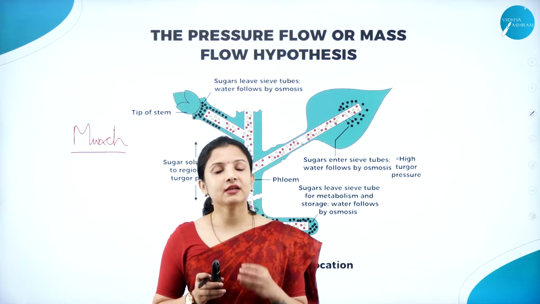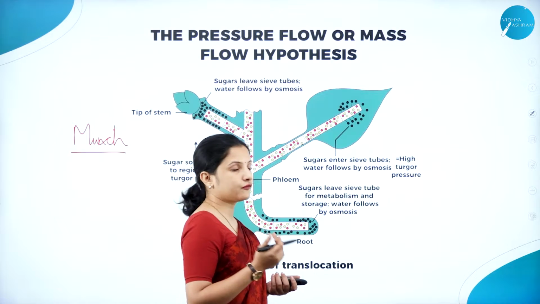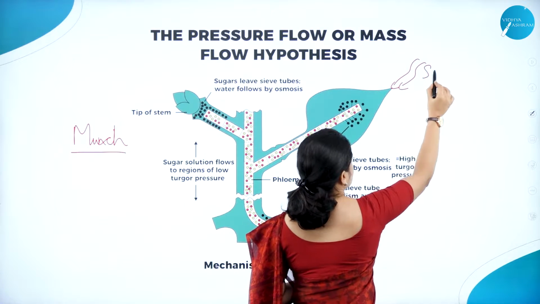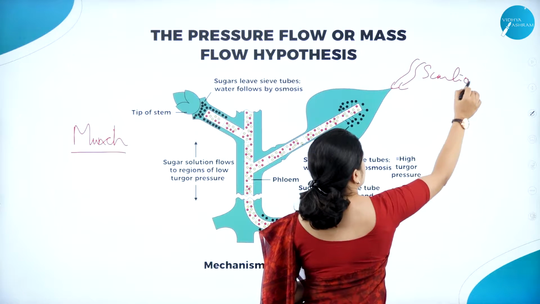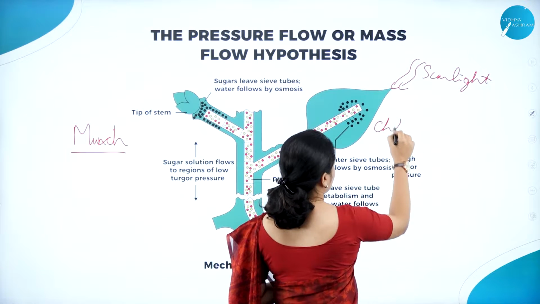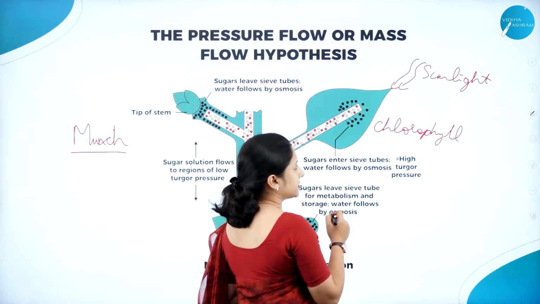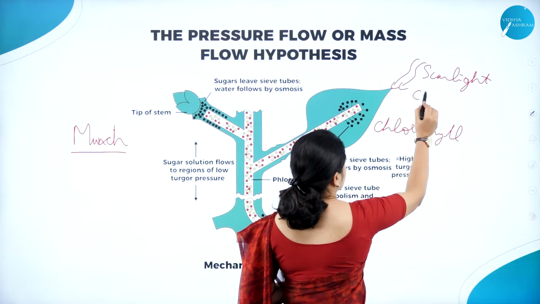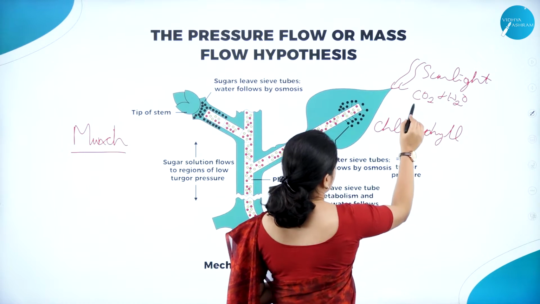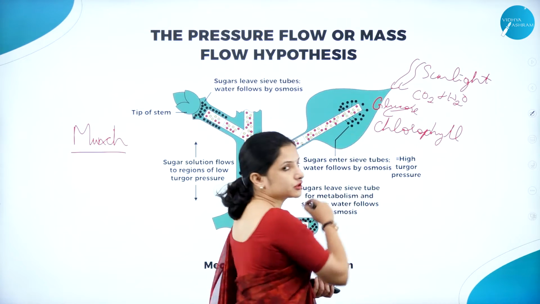So we know that the leaf is the source for sucrose, right? Whatever glucose is produced during the process of photosynthesis, sunlight will fall on the leaf, which will be absorbed by the chlorophyll pigments, right? It will make use of the carbon dioxide and water along with the sunlight and chlorophyll. They will produce glucose in the leaf, right? Glucose will get produced in the leaf.